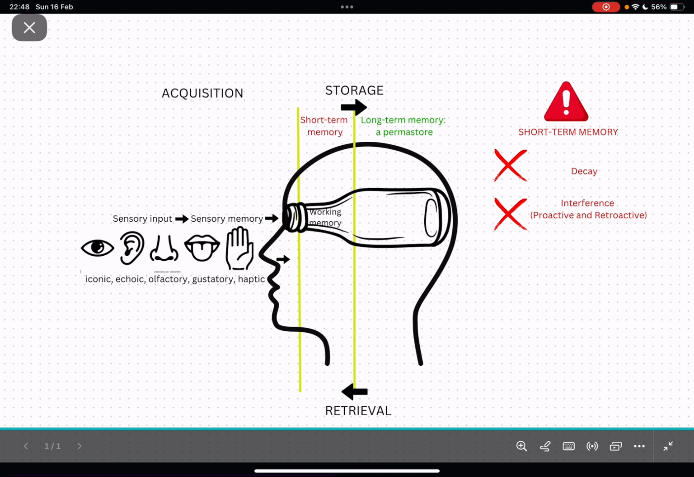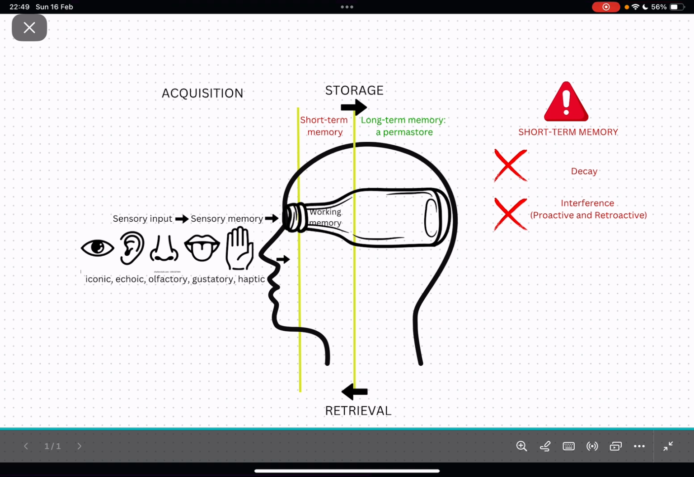Interference occurs when new or old information disrupts the recall of other information in the memory. Proactive interference occurs when old information interferes with the encoding or retrieval of new information, while retroactive interference occurs when new information interferes with the retrieval of old information.